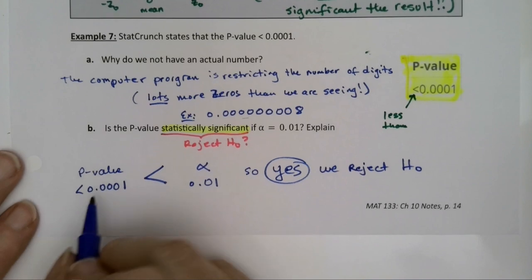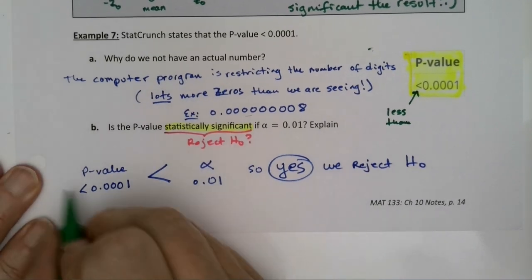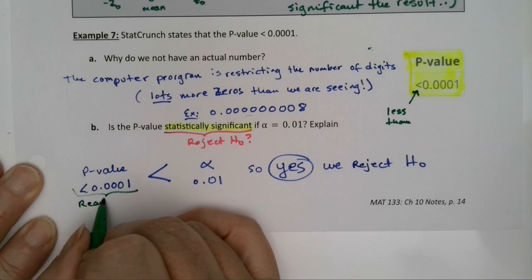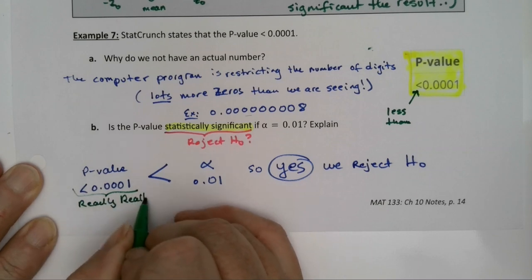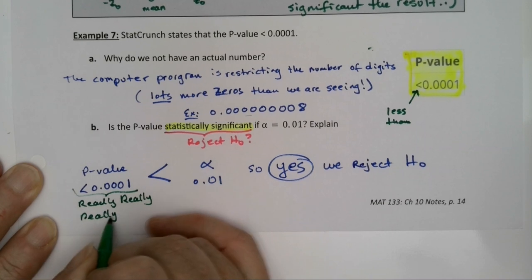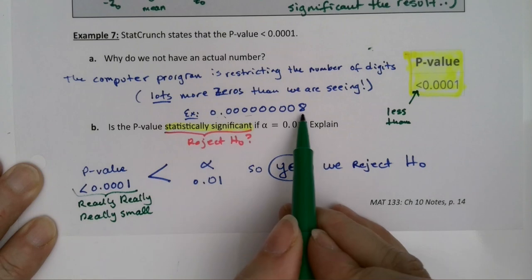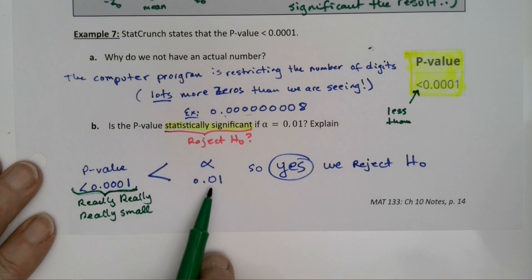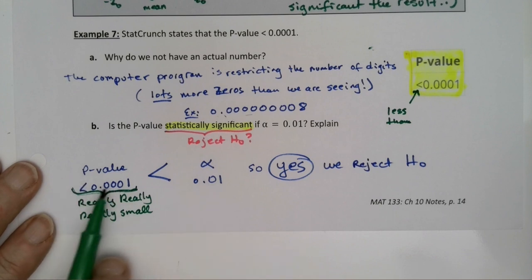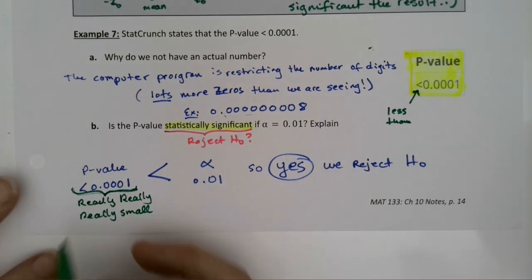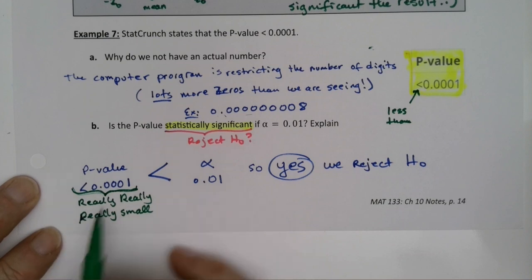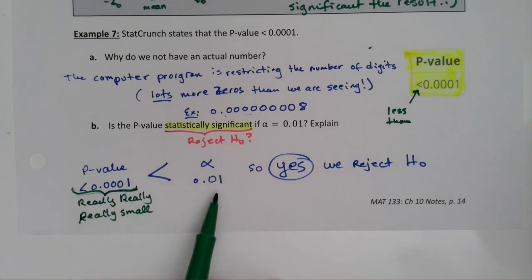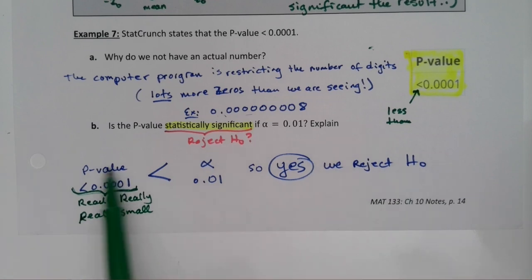Your p-value is really, really, really small. It's something like what you see here. And therefore, even though we don't know exactly what it is, we know that it's smaller than 0.01, because we know it has lots of zeros on it. It has at least 3 zeros. So 4 zeros, 5 zeros, 7 zeros, however many zeros it has, it is smaller than 0.01. So we're going to reject H0 because this is less than alpha.